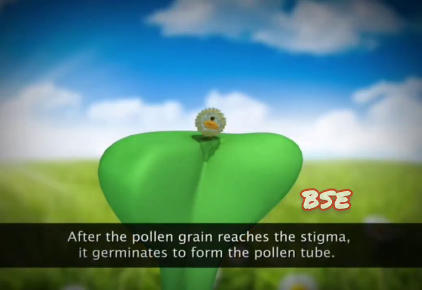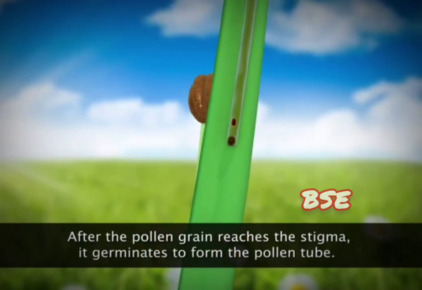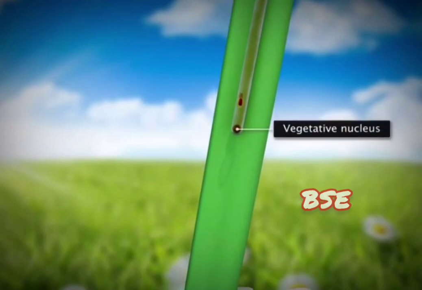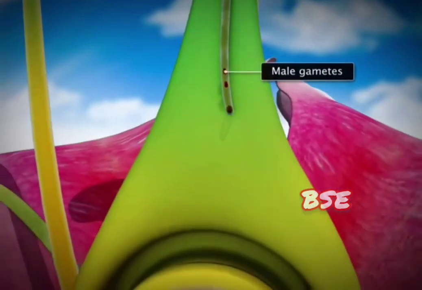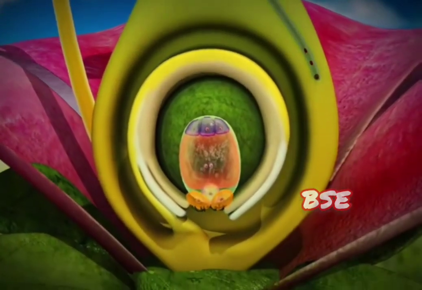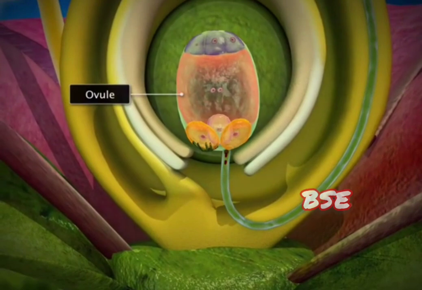After the pollen grain reaches the stigma, it germinates to form the pollen tube. Inside the pollen tube, the generative nucleus divides mitotically into two male gametes. The vegetative nucleus, also known as the tube nucleus when inside the pollen tube, degenerates after reaching the ovule.